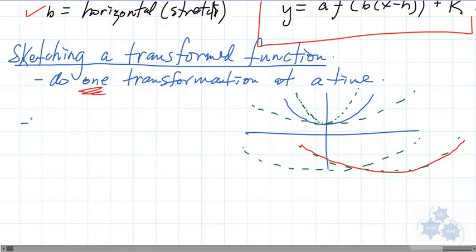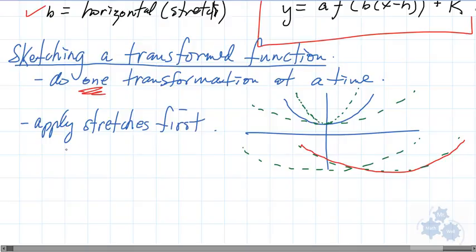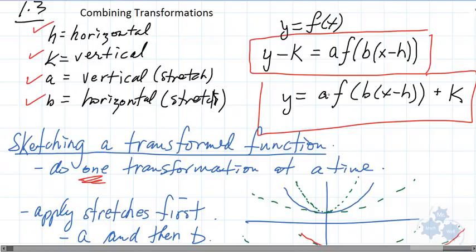The next little tip here is we're going to apply the stretches first. So that is going to be A and then B. And it doesn't really matter which one of those you do first, because those are both the stretches. But I would suggest, if you look at this form right here, A shows up first, then B shows up next.